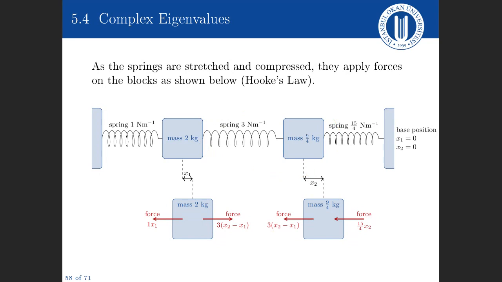And then finally, the right-hand spring. I'm imagining that the right-hand block is moving to the right, so the right-hand spring is being squashed. Because it's been squashed, it wants to push to the left. So the force is going to be pointing to the left, and the force is going to be the spring constant, 15 over 4, multiplied by how much the spring is squashed, which is x2.